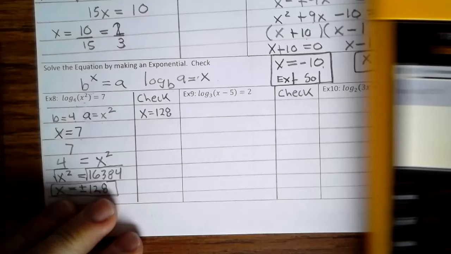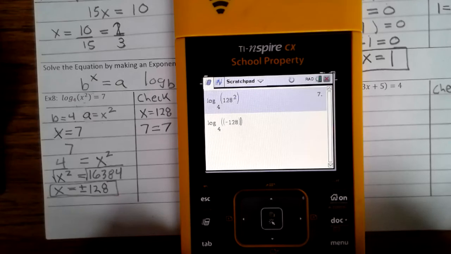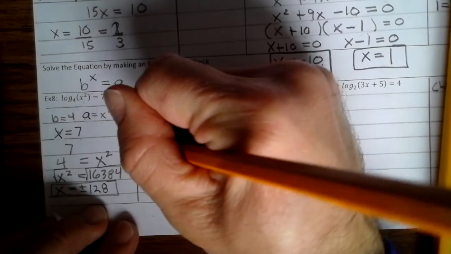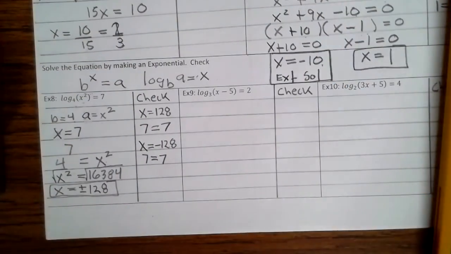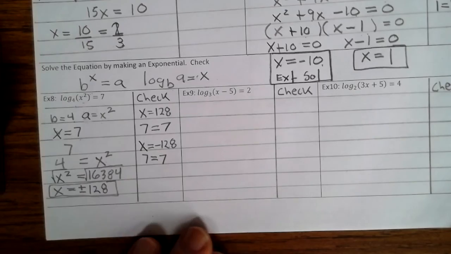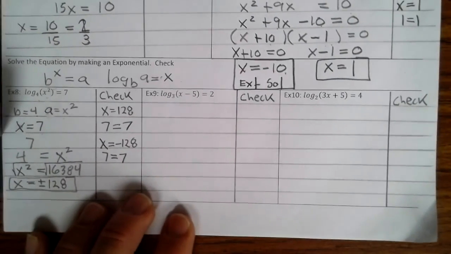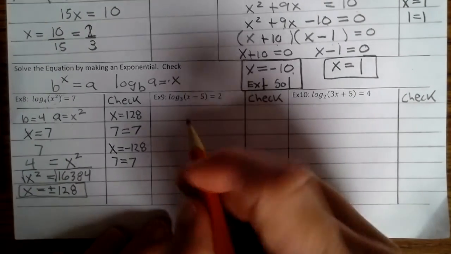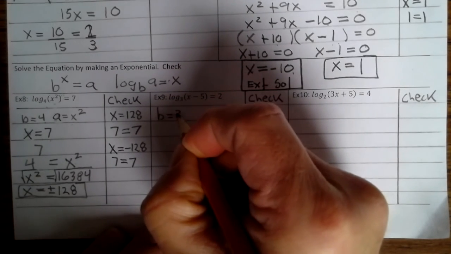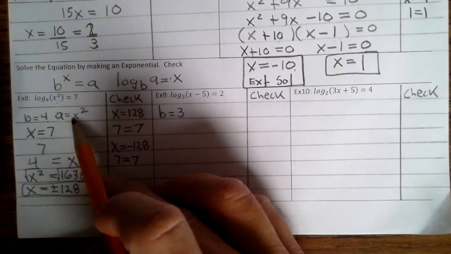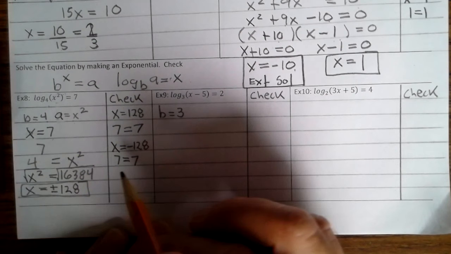Okay, let's take a look at example 9. Okay, so again, we need to identify what b is. So b is 3, and be careful. It's so easy, as you can see from example 8, to put it in the wrong place, but that's why you want to double check after you've labeled everything. So b equals 3, a equals x minus 5, and x equals 2. And let's double check. So the 3, good, a, good, and 2, good. So now we plug these into here.